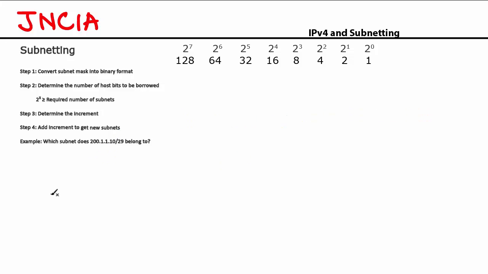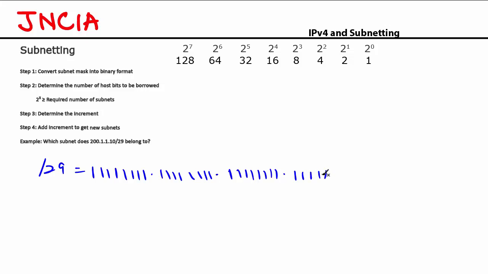Step number 1 says convert your subnet mask into binary format. /29 in binary format would look like this. That's the first octet, second octet, third octet, and by now you have 24 bits. We need 29 network bits, which means there's an additional 5 ones in that subnet mask. That's 5 ones and 3 zeros. That's your binary subnet mask.